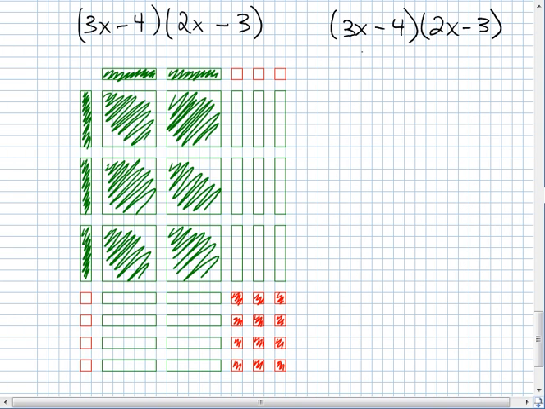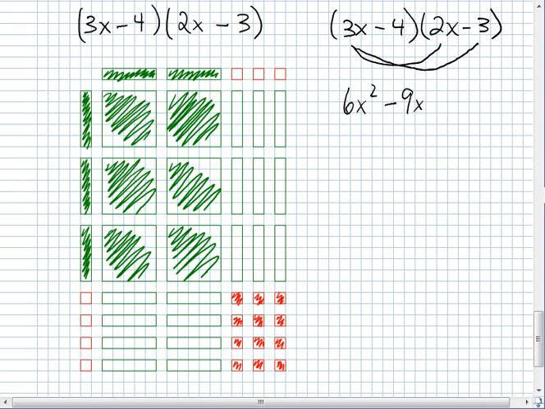So we're going to take this first term, 3x, multiply by 2x. Well, that is 6x squared. And then we're going to take that same first number and multiply it by the second term, which is negative 3. So 3x times negative 3 is minus 9x.